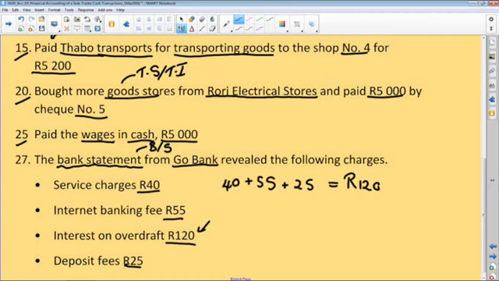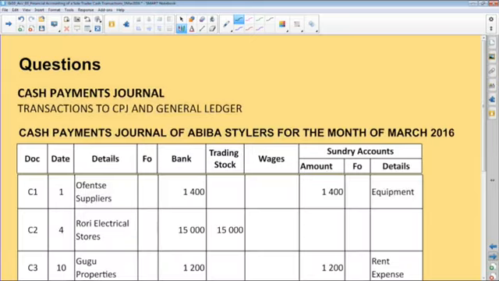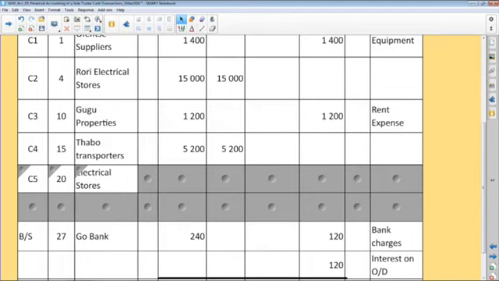Now guys, I hope you got these right. Let's go and look at the journal now. Hopefully you completed everything very nicely. So, here it is. Let me quickly just fix this for you. There you go. So it's check number 5. It's on the 20th. We have your electrical stores. We have your amount of 5,000 in inventory. Remember, all the other columns will be left blank.